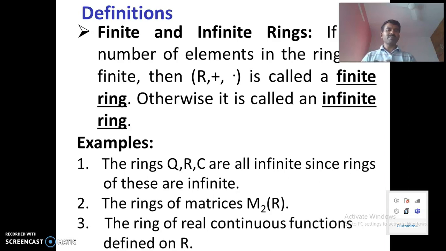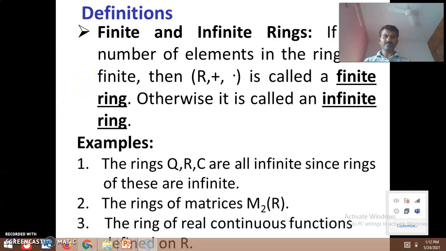If the number of elements in a ring R is finite, then this R is called a finite ring. Otherwise it is an infinite ring. As I told you, if the number of elements in a ring is finite, we call it finite. Otherwise it is infinite, meaning the number of elements is infinite, uncountable.